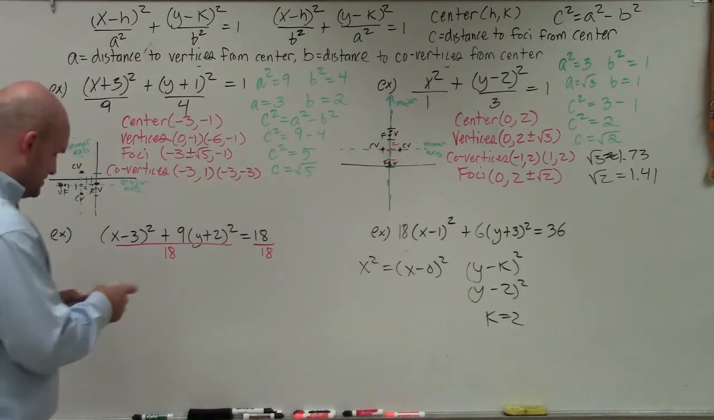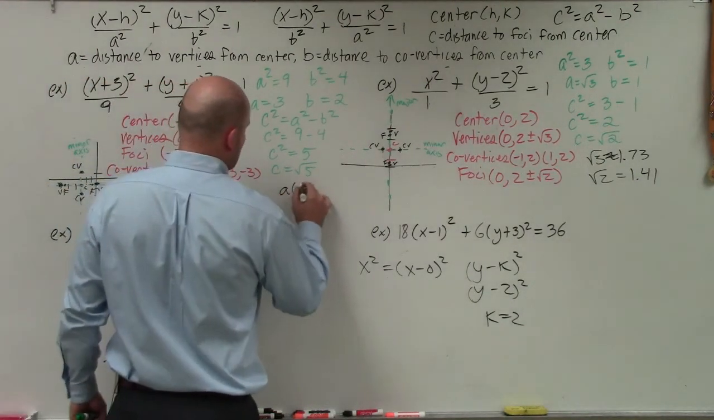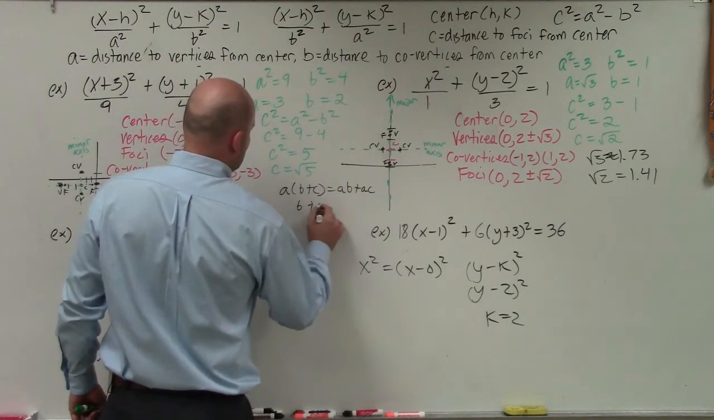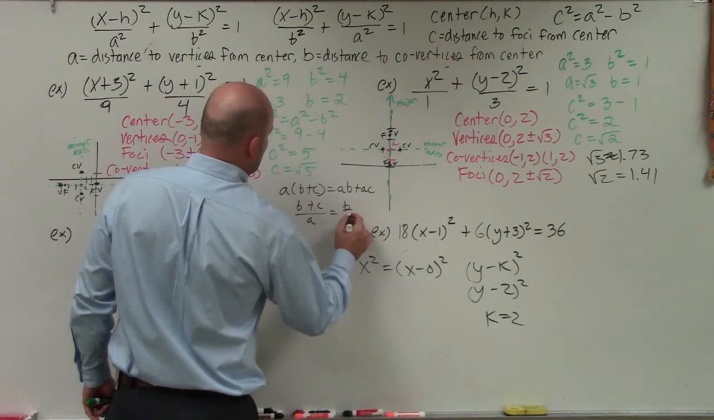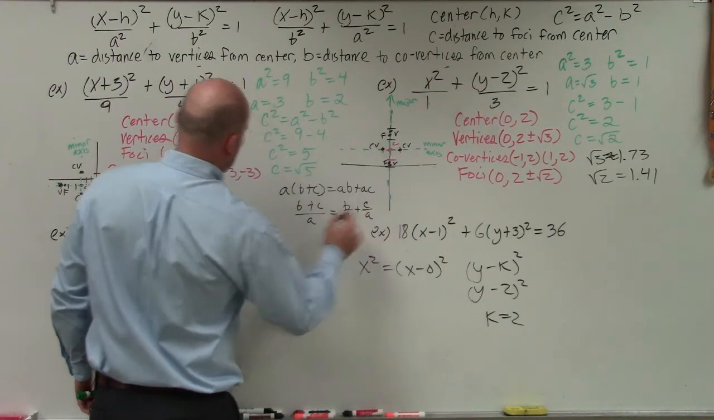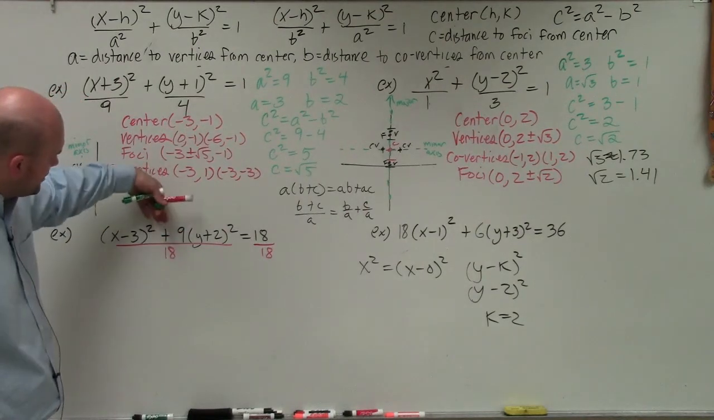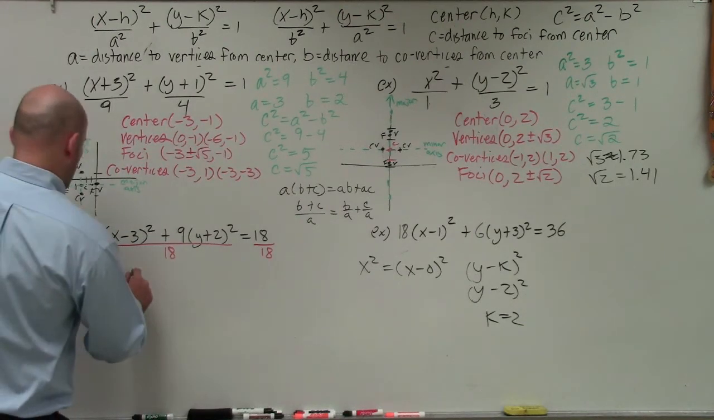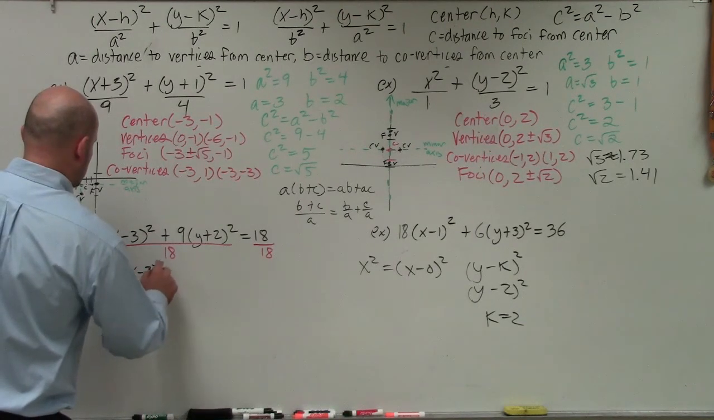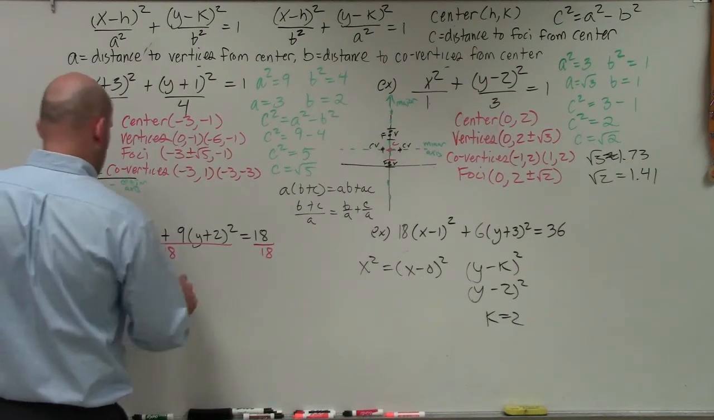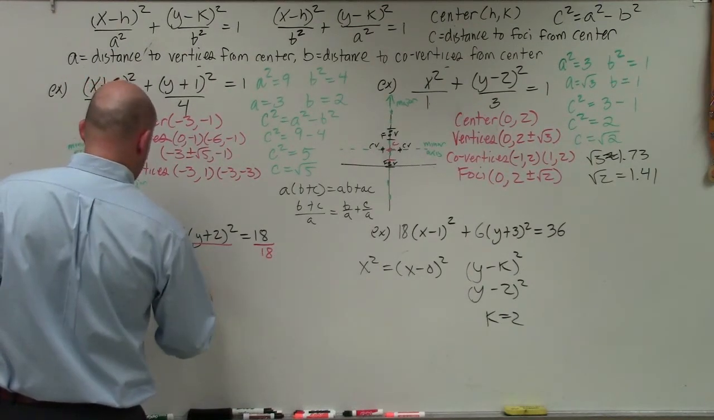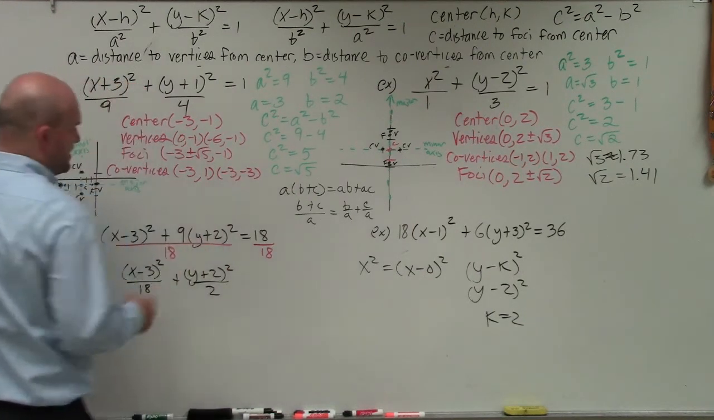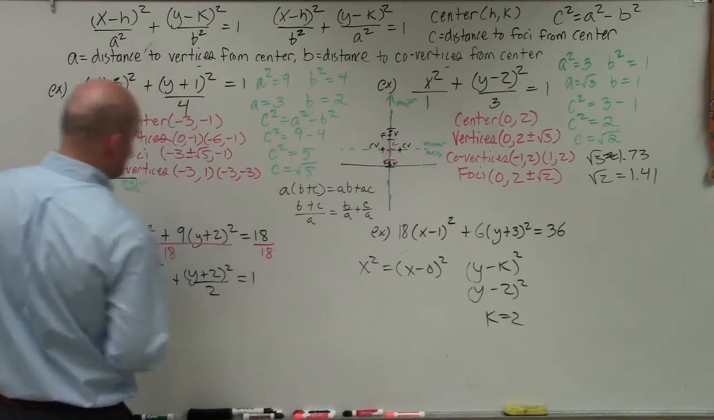OK, now just like distributive property, if I have a times b plus c, we know that's ab plus ac. Well, if I have b plus c divided by a, that's equal to b over a plus c over a. So if I'm dividing this expression, or these two terms separated by addition, that 18 needs to divide into both of them. So therefore, I'm actually left with an equation (x minus 3) squared over 18 plus, that becomes 1/2, (y plus 2) squared over 2, because 9 over 18 is 1/2, equals 1.